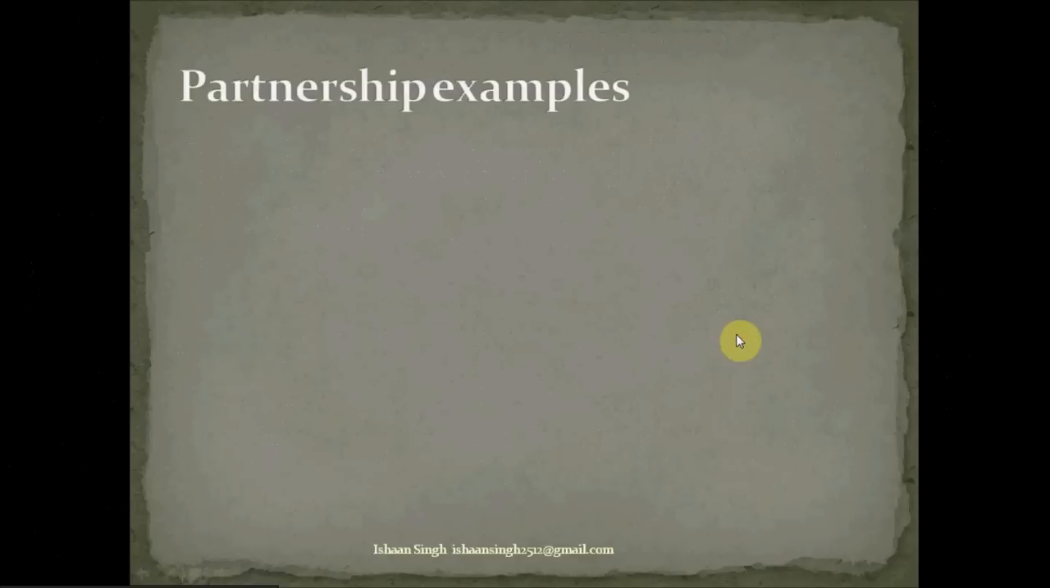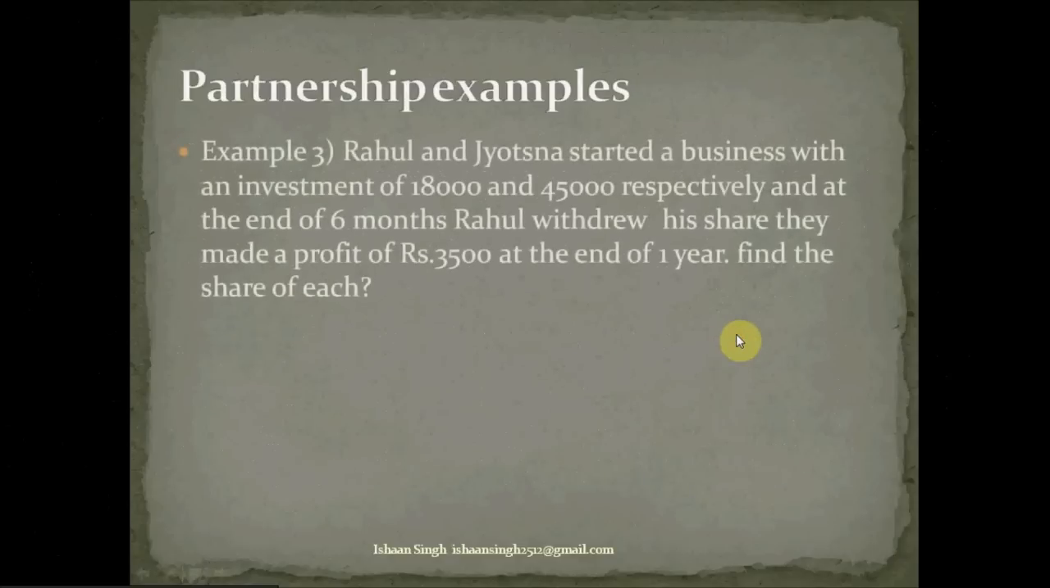Okay, so moving on, now Rahul and Jyotsna started a business with an investment of 18,000 and 45,000 respectively, and at the end of 6 months Rahul withdrew his share. They made a profit of 3,500 at the end of 1 year. Find the share of each. So now the investment is different, the time period is also different, so the ratio in which the profit will be divided is equal to the ratio of investment into the time period.